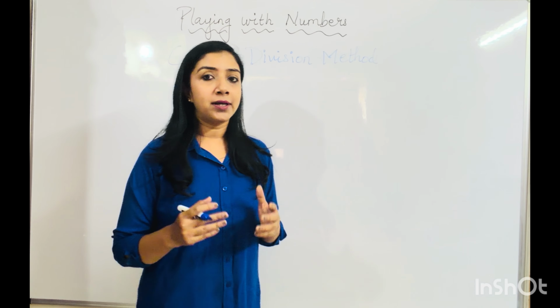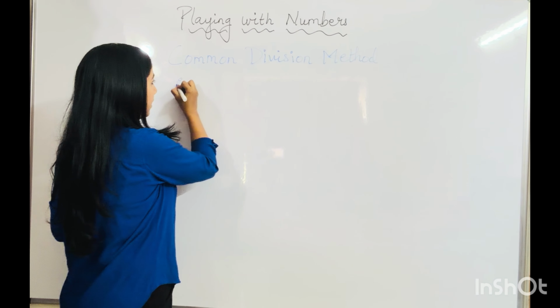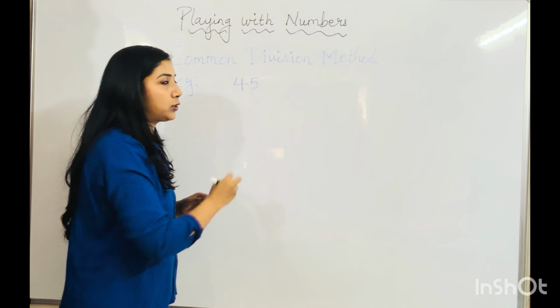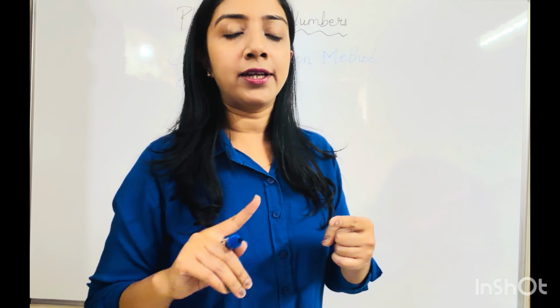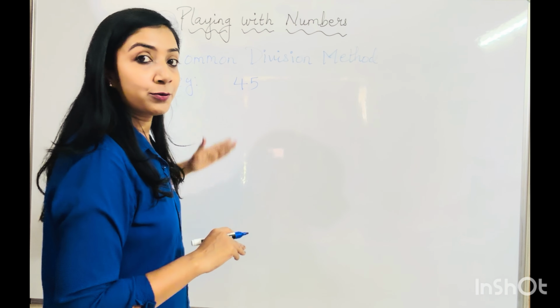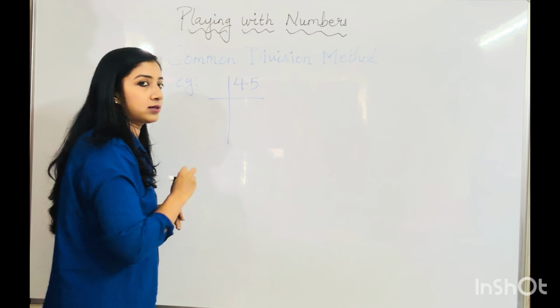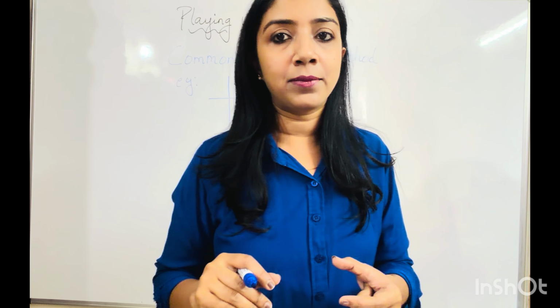Now, children, for the common division method, we need to do division. Suppose, let's say, the example is 45. This is your number. We need to do prime factorization of 45 using the common division method. Here we are not going to make any tree. We will do direct division. So we need to see whether the given number is divisible by the smallest prime number.